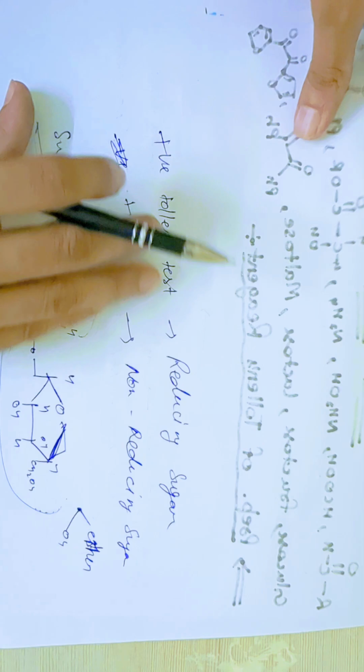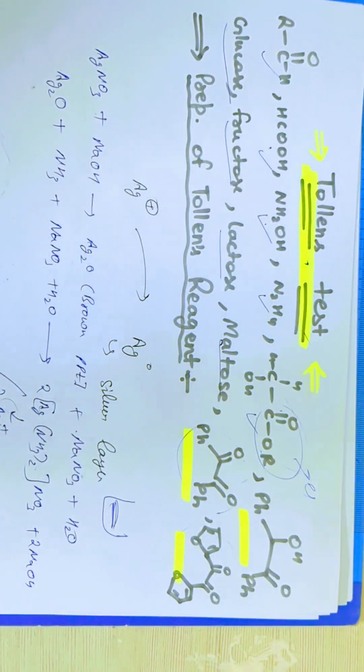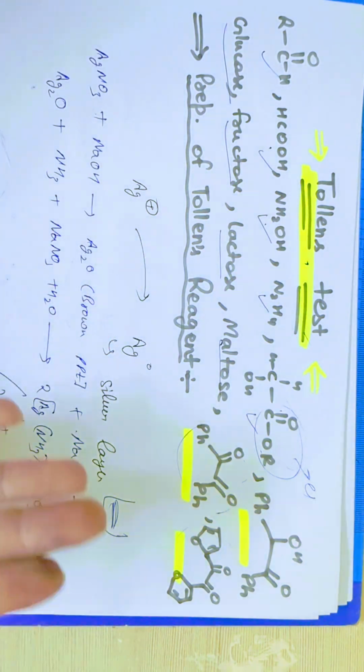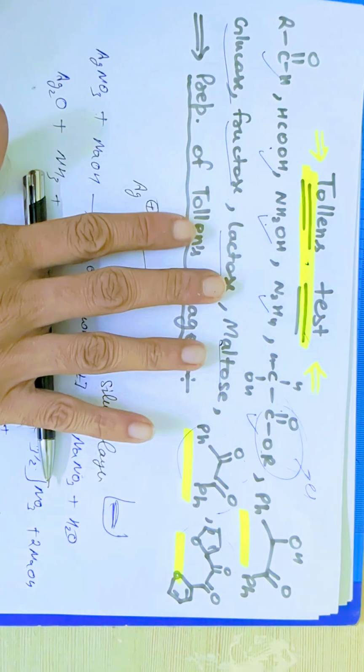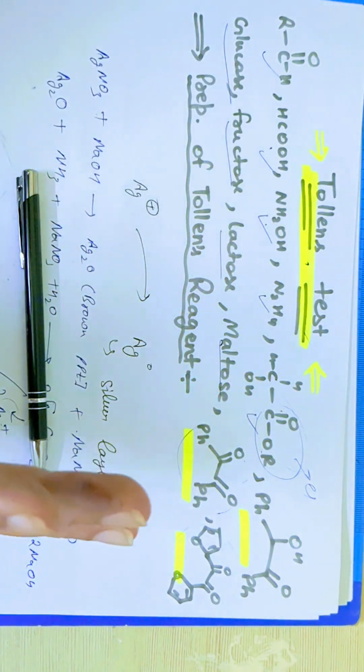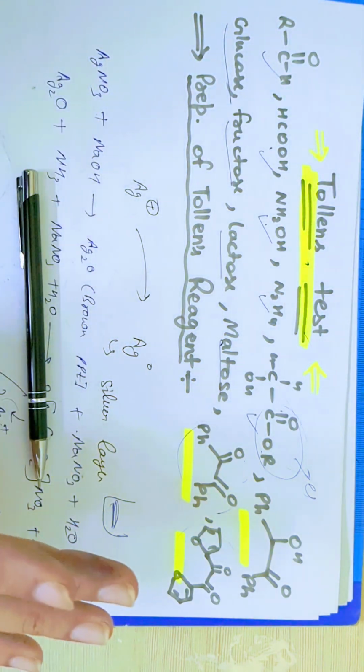So from here you can see, if the species can give positive Tollens test, that means it is a reducing sugar. Okay, so this is the complete information about Tollens test, and now there will be no more confusion about this topic.